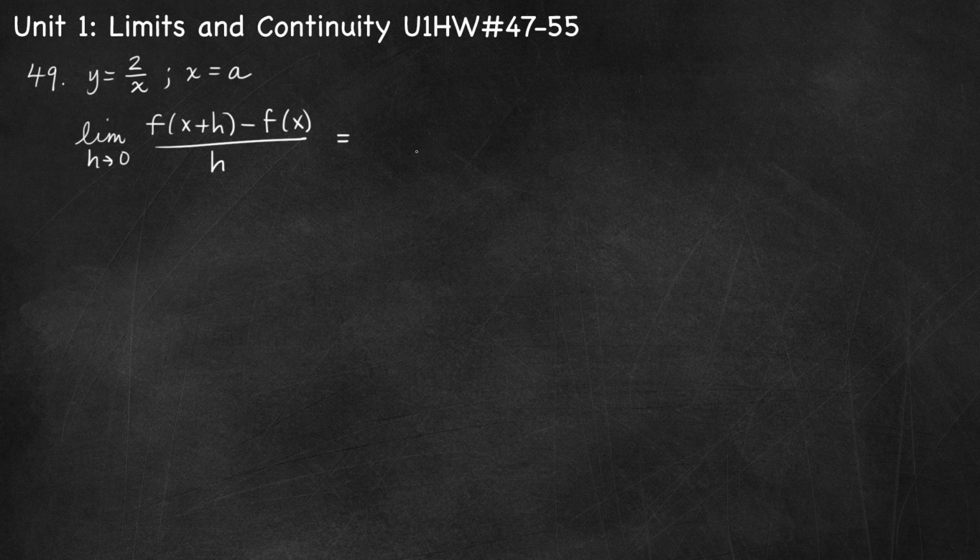Our function is 2 over x, so the rule for this function is 2 divided by input. If I want f of x plus h, then my input is x plus h. So this is the limit as h approaches 0 of 2 over x plus h minus just my regular function f of x, which is 2 over x, all of that over h. And now we're going to simplify this algebraically, because if I try taking the limit now, I end up dividing by 0. So substitution is not going to work.